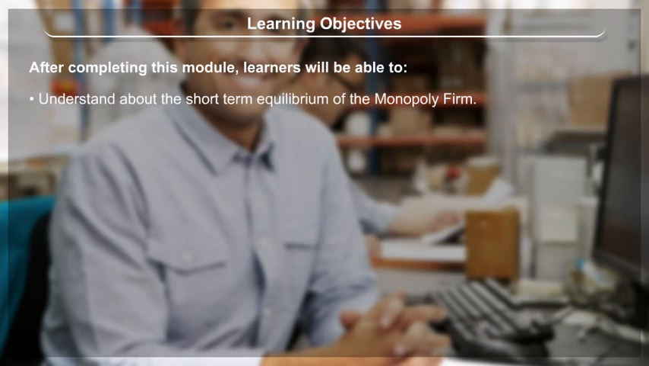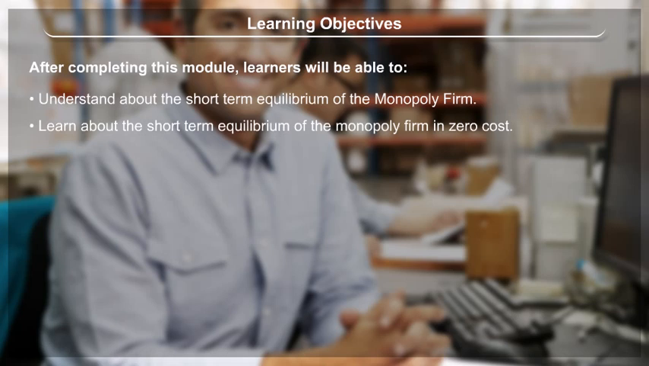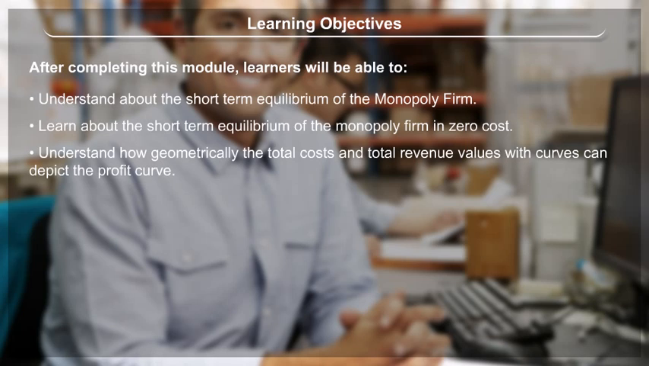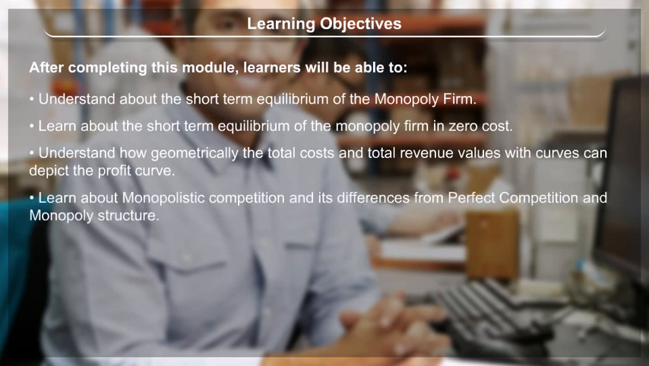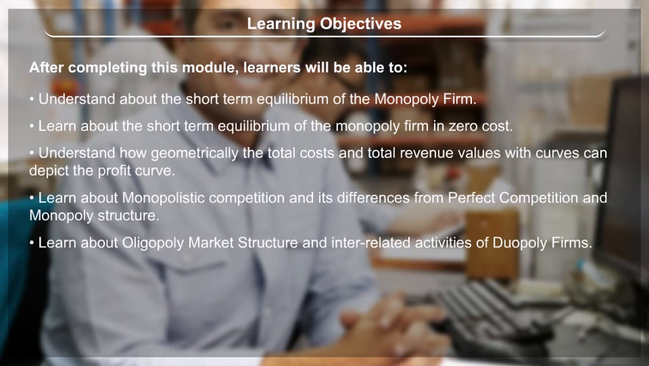Understand about the short-term equilibrium of the monopoly firm. Learn about the short-term equilibrium of the monopoly firm in zero cost. Understand how geometrically the total costs and total revenue values with curve can depict the profit curve. Learn about monopolistic competition and its differences from perfect competition and monopoly structure. Learn about oligopoly market structure and interrelated activities of duopoly firms.